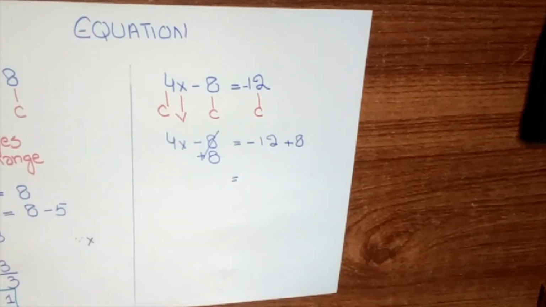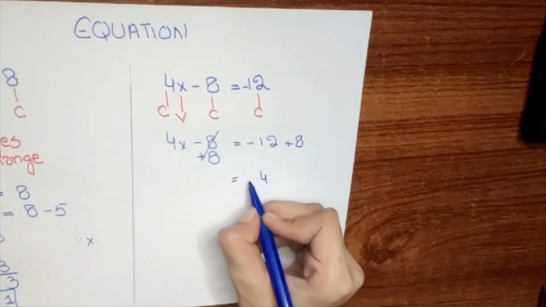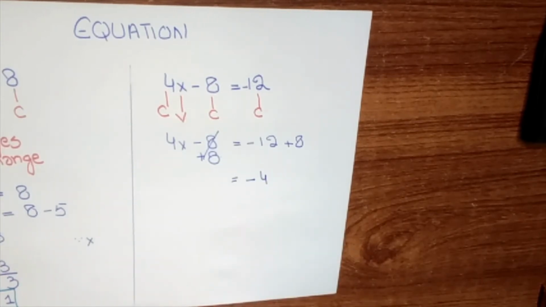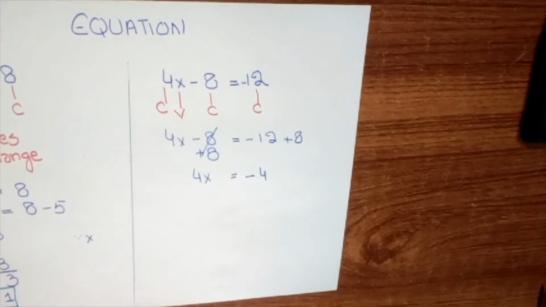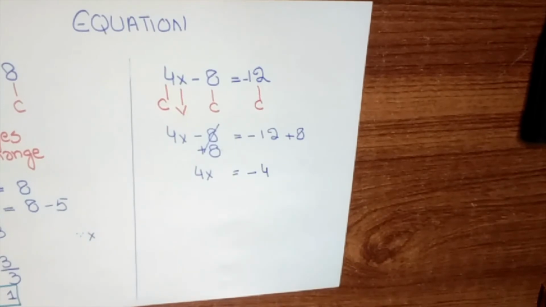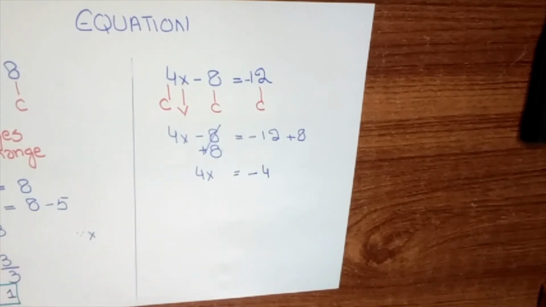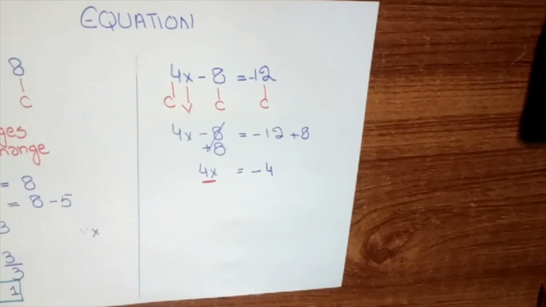Now, minus 12 plus 8 will be which operation? Minus operation. So 12 minus 8 equals 4. Here we have to write a minus sign because the rule says that we write the sign of the greater number. Now 4x equals minus 4. Again, we don't have to find the value of 4x, we just have to find the value of x. Here we are multiplying this 4 with the x.